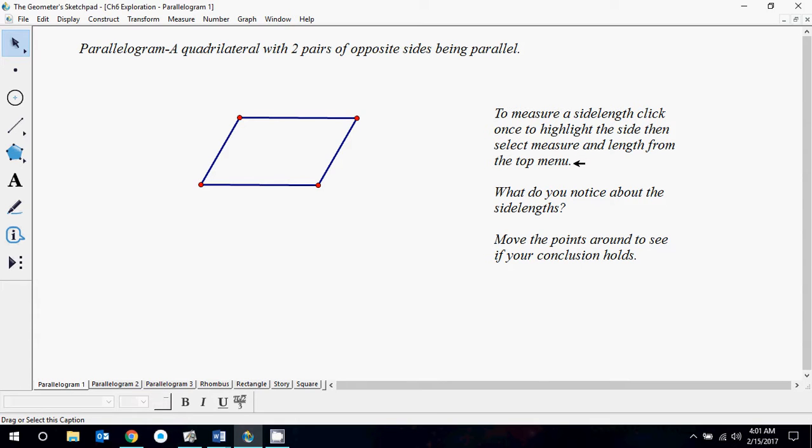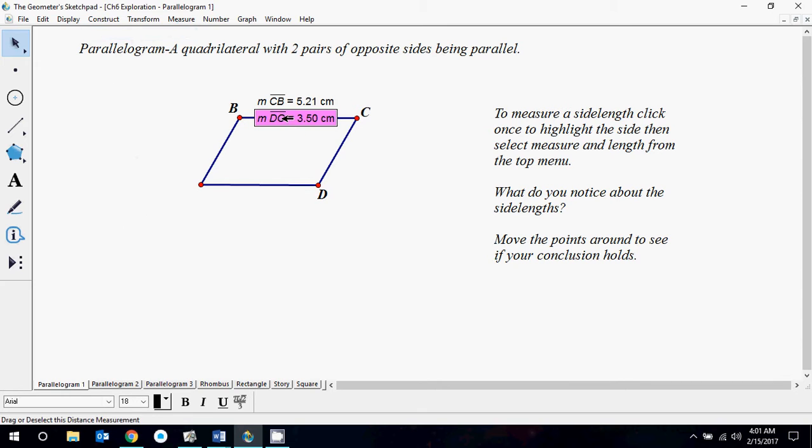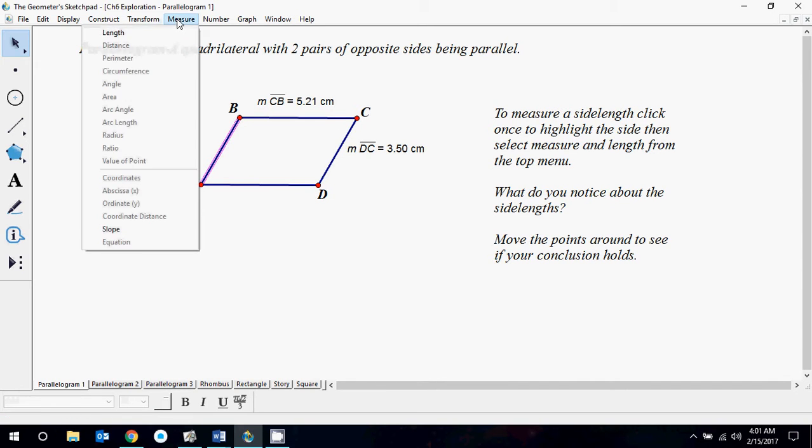For the first one here, it says to measure a side length. Remember, you click once to highlight a side using that arrow tool. Then you click measure and then length. So this side is 5.21. To measure the next side, click it, measure length. And then the last 2 sides here.